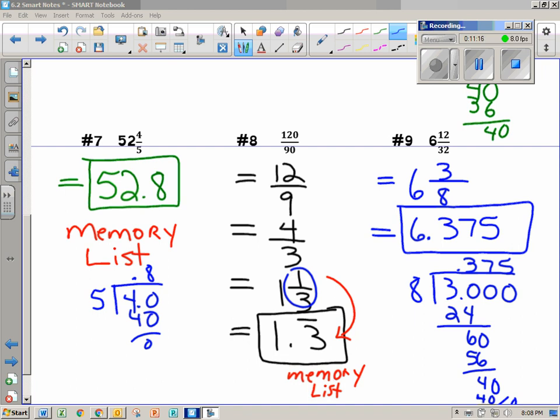So you can see this is a little bit more work than the reverse, where when we were taking the decimal and converting it to a fraction, but it just continues to give you more practice on decimal long division. Have fun!